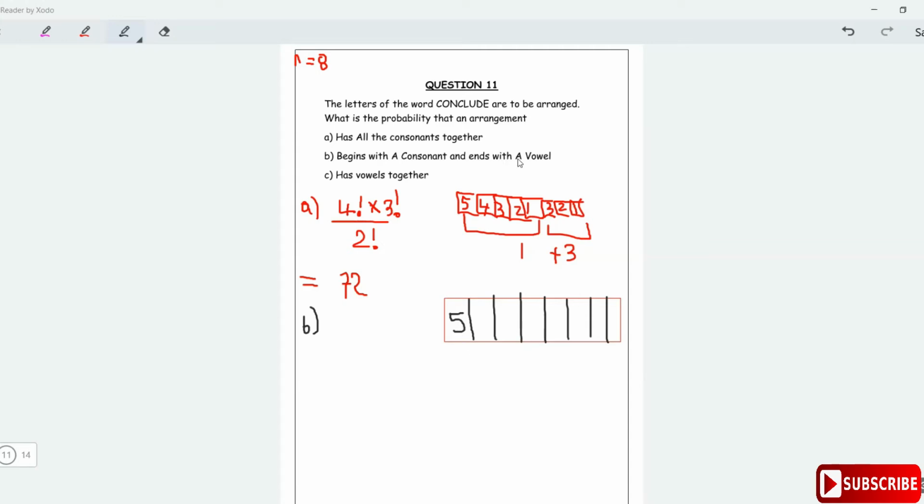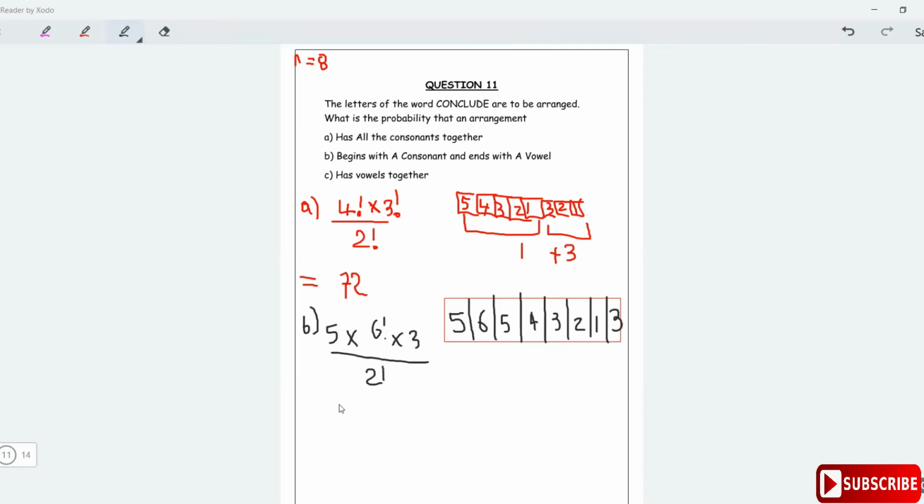And now it wants to end with a vowel. There are 3 vowels, so any one of the 3 can go here. Then that's 2 letters out of the way, and 6 letters are left, so you can go 6, 5, 4, 3, 2, and 1. So part B, to begin with a consonant and end with a vowel, is going to be 5 times 6 factorial times 3, and that's all being divided by 2 factorial.